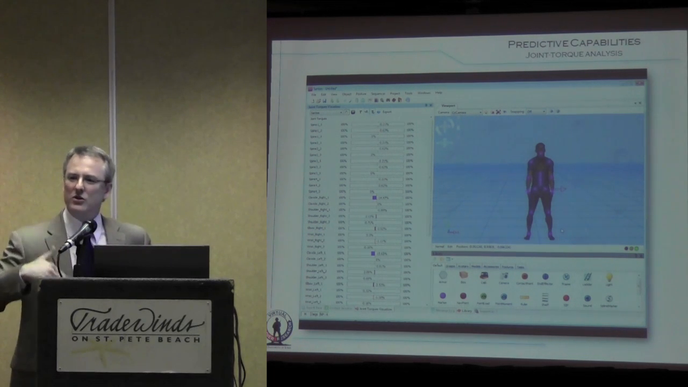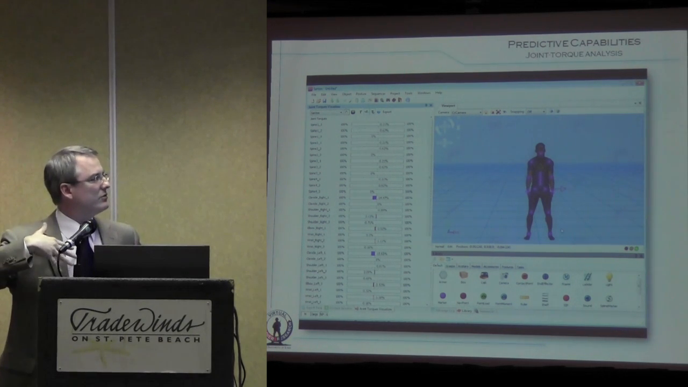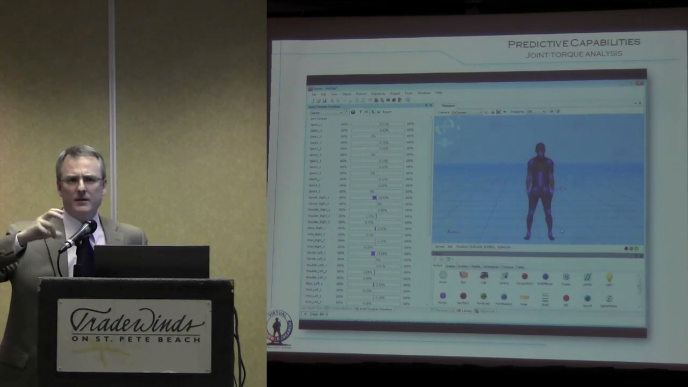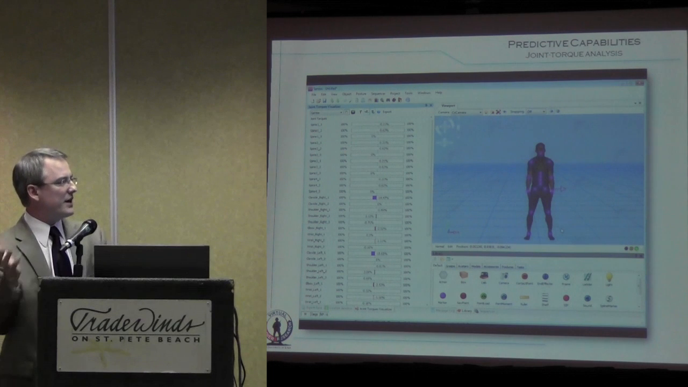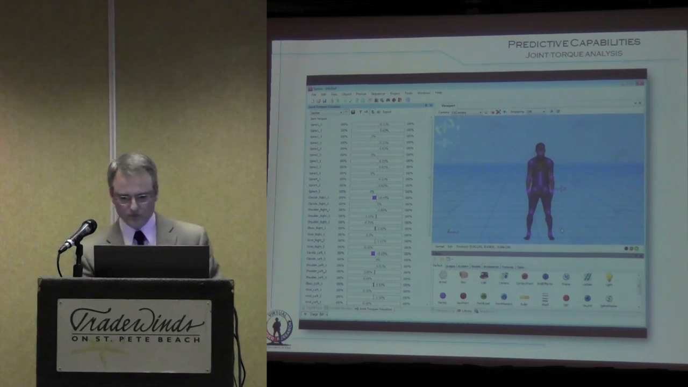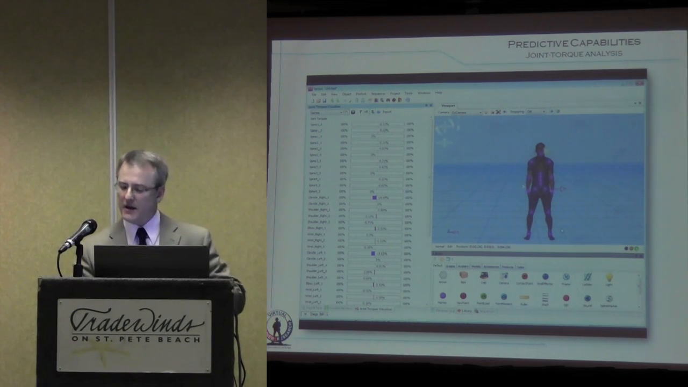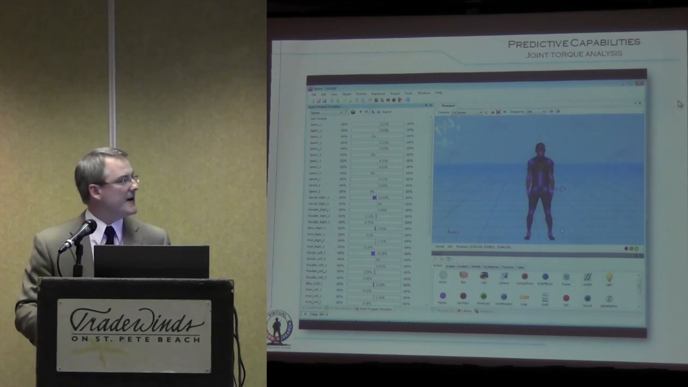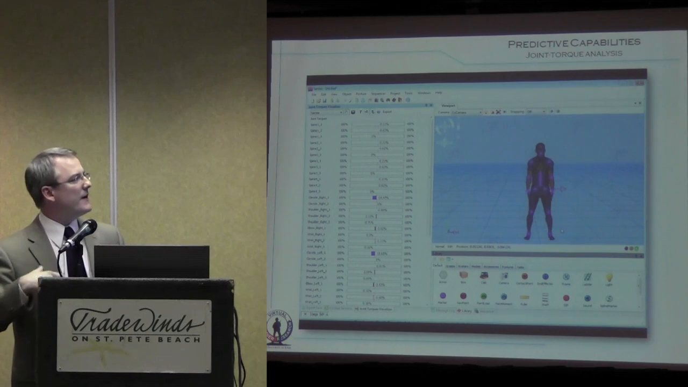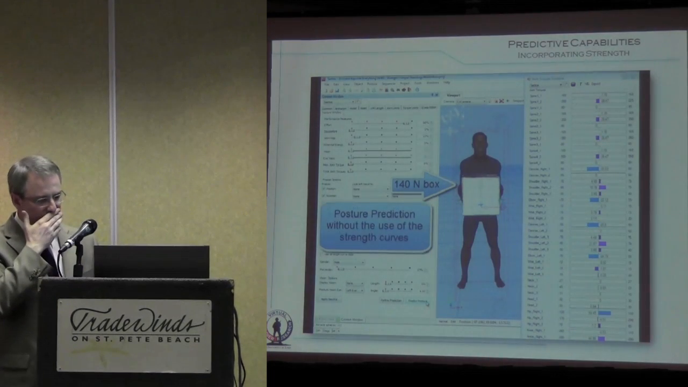I think the colors are graded by 10 to 20% of your maximum voluntary contraction for each of those joints. So again, as I predict a posture, I conduct some task to be able to get this feedback. Certainly for injury propensity, it is a very useful tool.